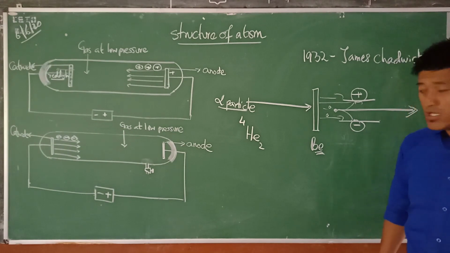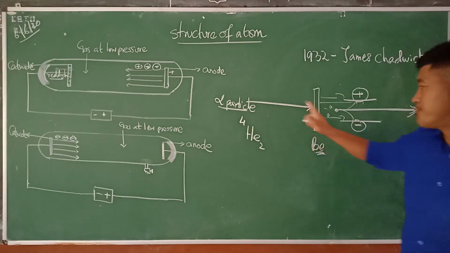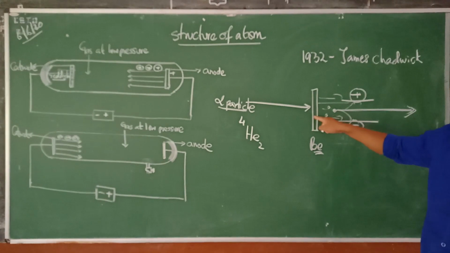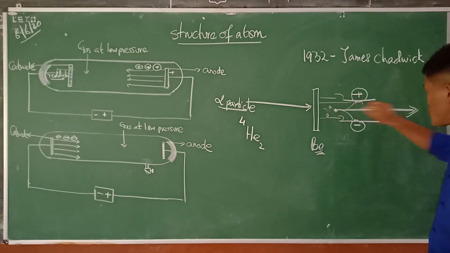Do you understand? So James Chadwick's experiment was, he bombarded alpha particles on a beryllium atom. When he bombarded alpha particles on the beryllium atom, what he came to notice is that there are some mysterious particles being shot up here.